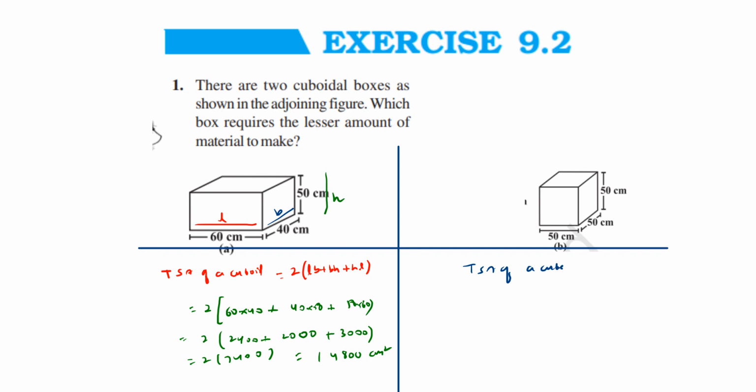For this one, what will be the formula? It will be 6 times a square. 6 into 50 square. That will be 6 into.